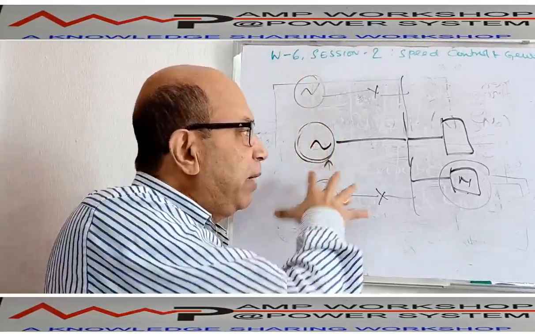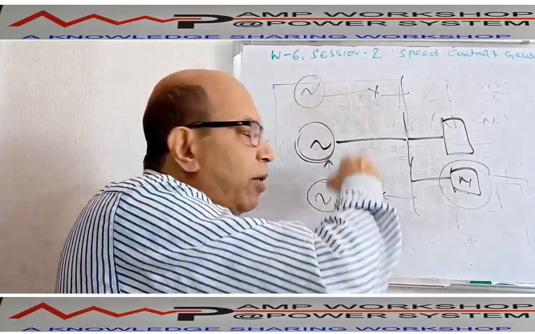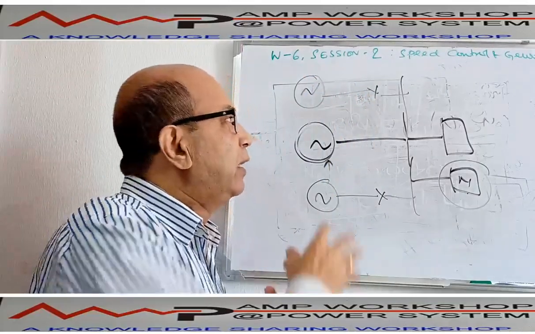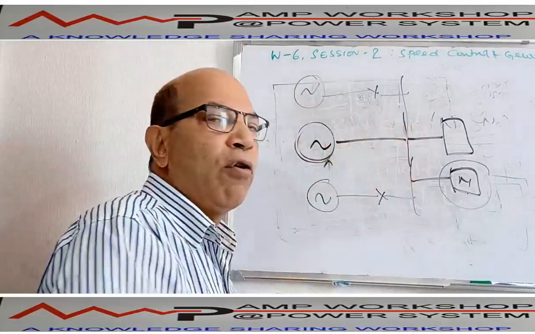So when multiple machines are running in parallel, if you put all the machine governors in isochronous mode, there will be a competition, and there is a chance of instability of the operation.